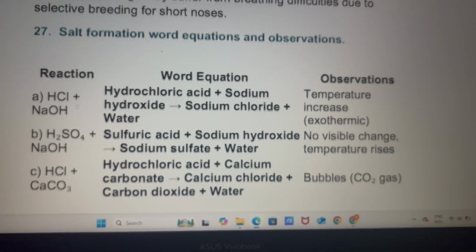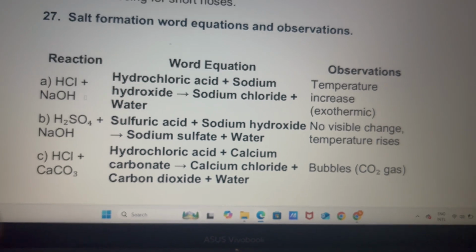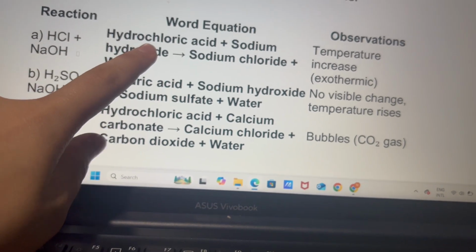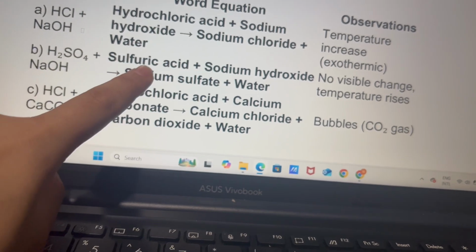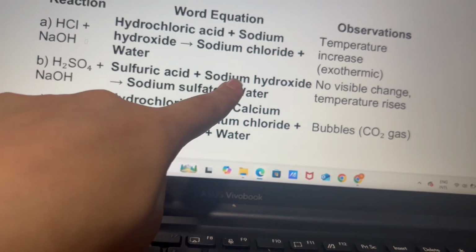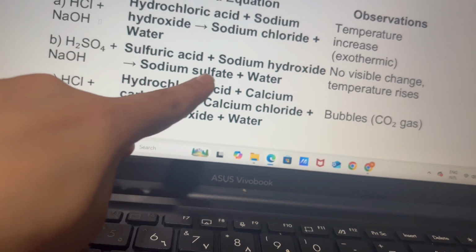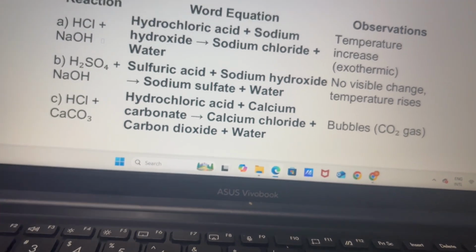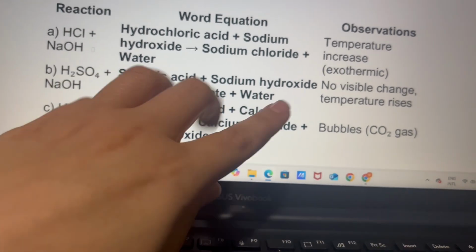Now the salt formation. To form the salt, you always need an acid and a base. Here the acid was hydrochloric acid, the base was sodium hydroxide. Here the acid is sulfuric acid, the base was again sodium hydroxide. Here hydrochloric acid, but the base is calcium carbonate. And always the result is water, always.